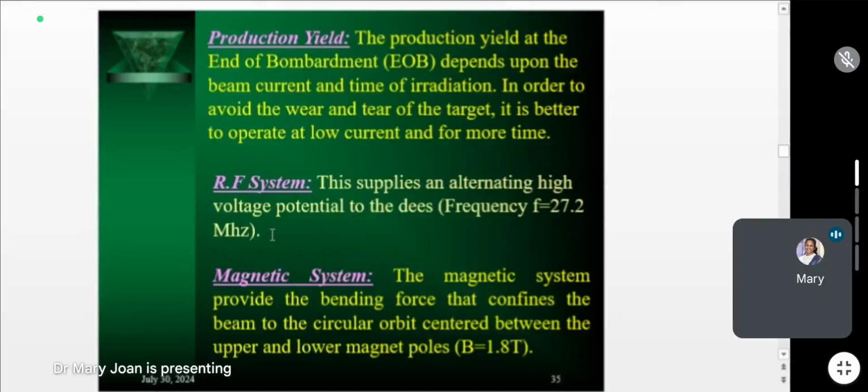The production yield at the end of bombardment depends upon the beam current and time of irradiation. In order to avoid wear and tear of the target, it is better to operate at low current and for more time. The RF system supplies an alternating high voltage potential to the Ds at a frequency of about 27.2 megahertz. The magnetic system provides the bending force that confines the beam to the circular orbit centered between the upper and lower magnet poles, with a magnetic field strength of 1.8 Tesla.